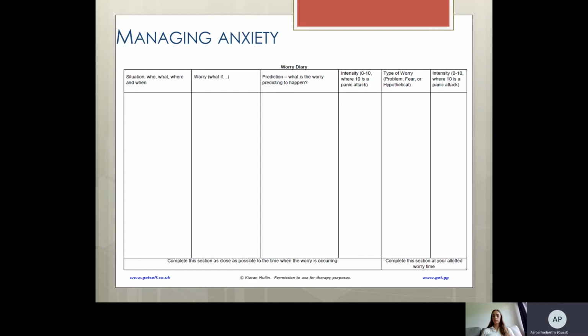So the first thing we need to think about here is to start to get a good understanding of the situations or the triggers of potential worries. So as we can see here, it says who, what, where, and when. So what we're thinking about is who were we with when we suddenly had an anxious thought. What were we doing? Where were we? And what time was this?